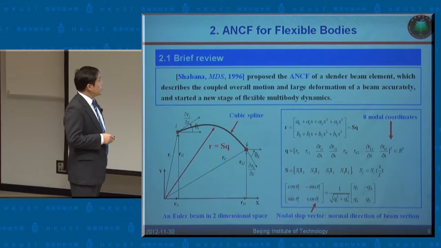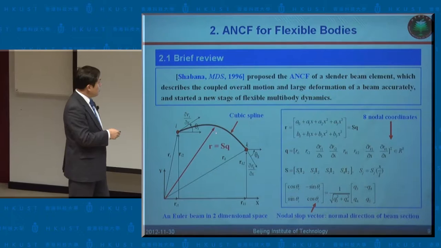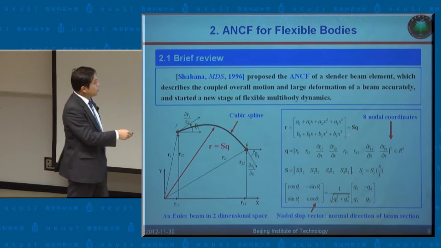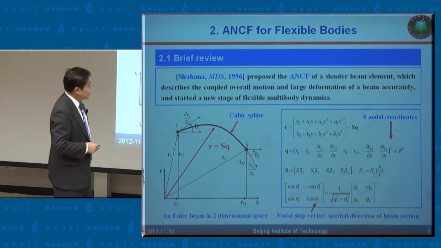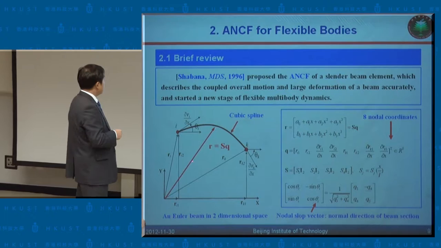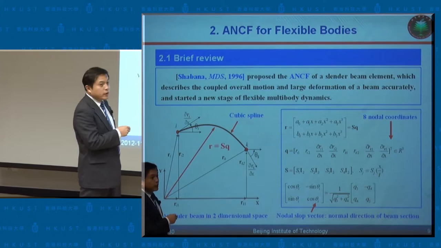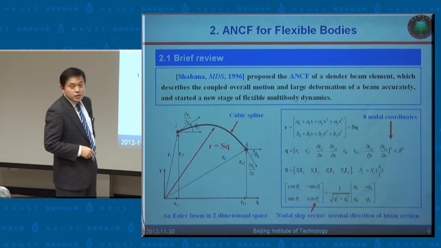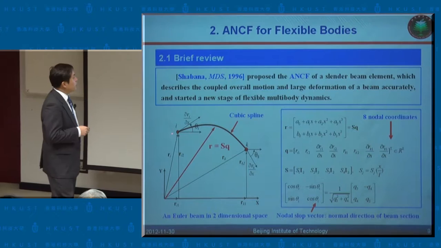We use the absolute coordinate to describe the configuration of a very soft body, such as a slender beam like this. A specific point on this beam can be described this way, similar to the interpolation description in the finite element method. However, there we did not include the overall motion into consideration. Here you can see that A0 and B0 are just the overall motion of this point I. And then through the cubic interpolation, we can find that the arbitrary configuration r equals S times q, where S is the matrix of shape functions, and q is the generalized coordinates. In this case, it has 8 entries describing the position of the nodals and the slope of the nodals.